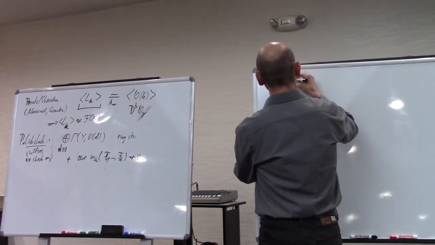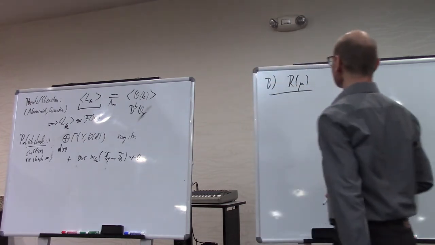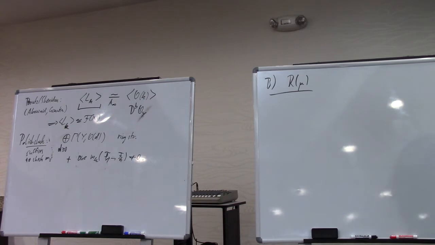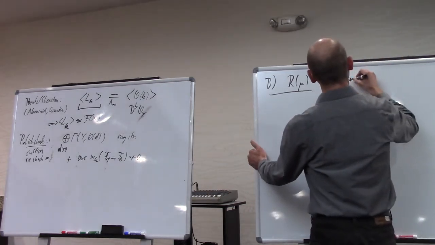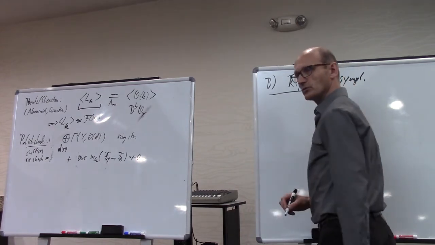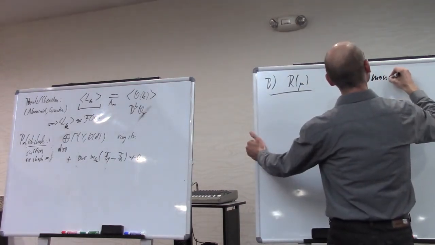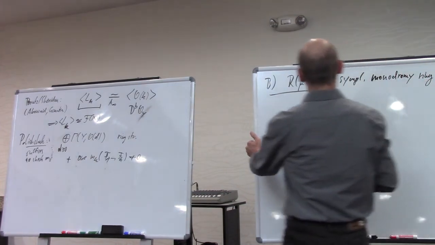So let me take the next one, one that was suggested by Tim, R of mu. So that could be called something like the symplectic monodromy ring. I'm sure I discussed this with you, Mohammed, at some point too. It's a very cute thing.